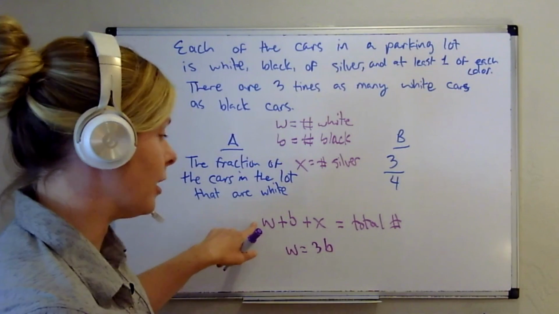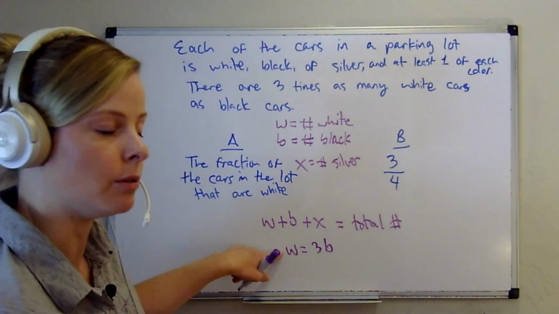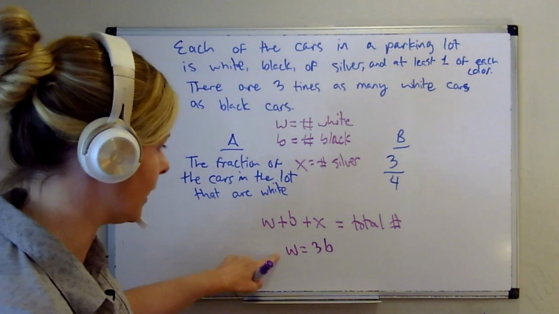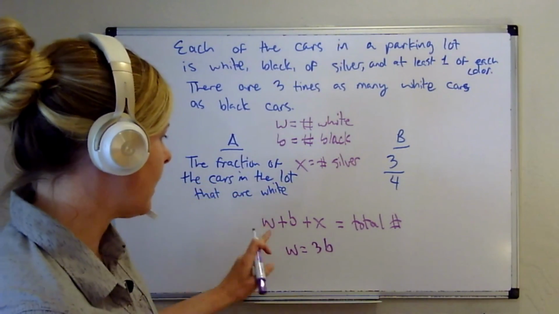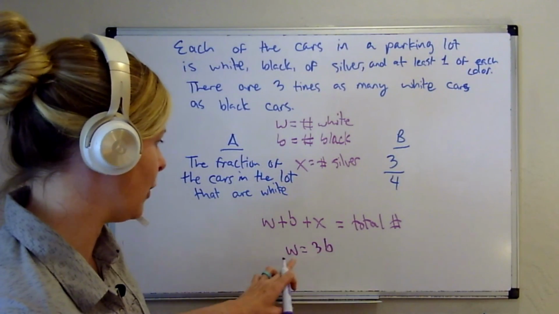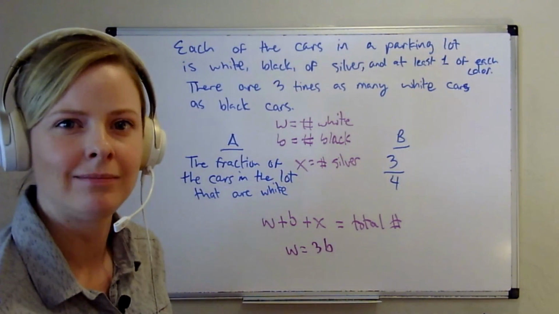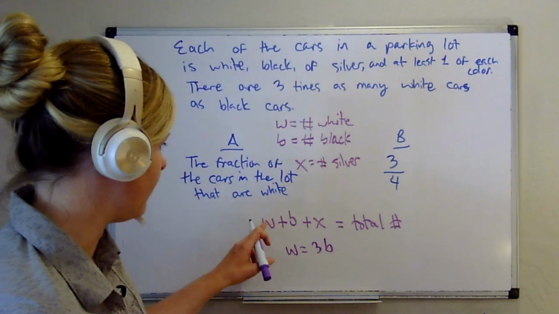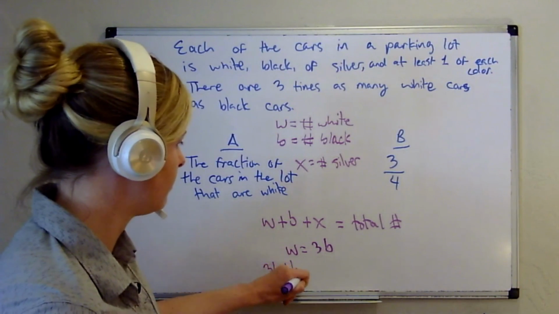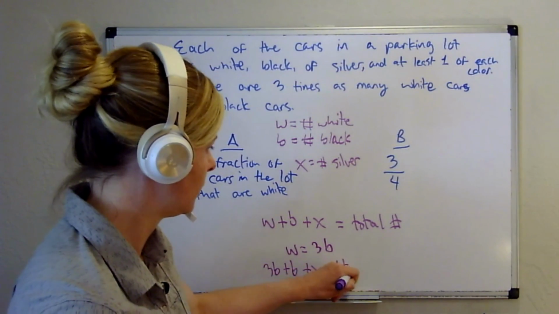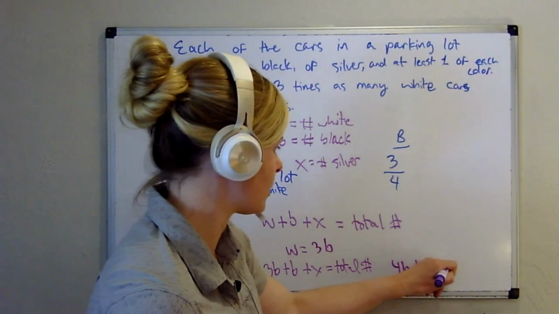This has a lot of variables still involved, and this gives us a way to get rid of one of those variables. So I think it's worth it to simplify this by substituting in a variable. Now, I could move this 3 over, have 1/3 W is equal to B, and then substitute that in, but then you're dealing with fractions, and I don't really love that. So instead, I'm going to take this 3B and substitute it into my original equation and get 3B plus X is equal to my total number of cars, or otherwise known, 4B plus X is equal to my total number of cars.